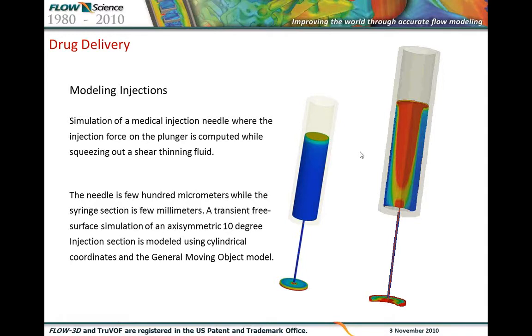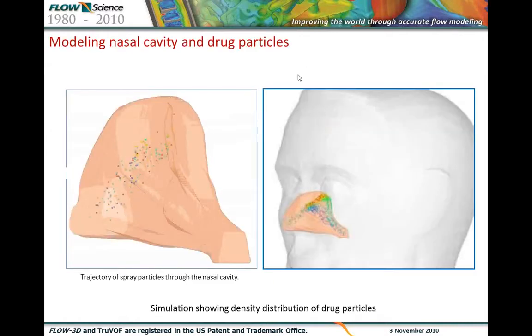Flow3D can include other viscous effects as well, such as thixotropic fluids, temperature-dependent viscosities, a Carreau model or a power law model. To simulate the plunger of this syringe, the general moving object model was used. A prescribed velocity was applied to the plunger.